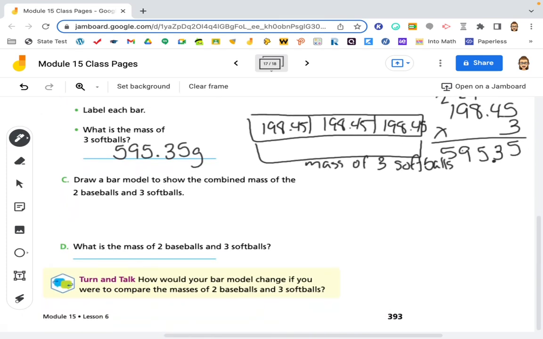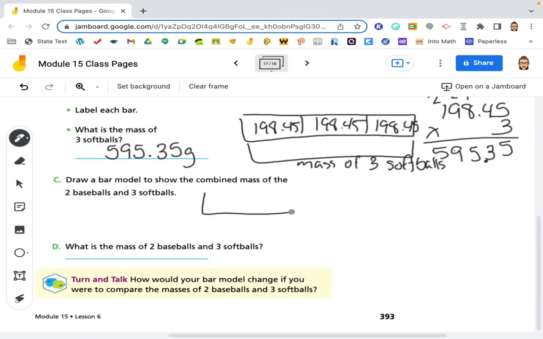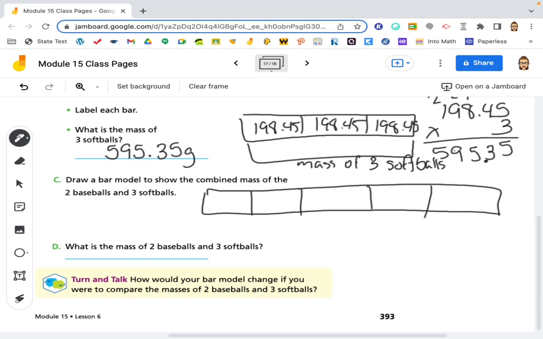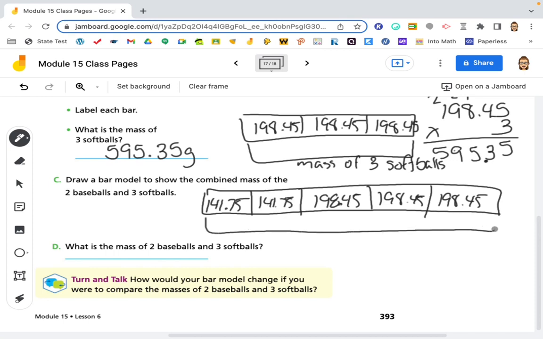Then it says, now draw a bar model to show the combined mass. So we're going to have 198 and 45 hundredths, and 141 and 75 hundredths. And this is the mass of two baseballs and three softballs.